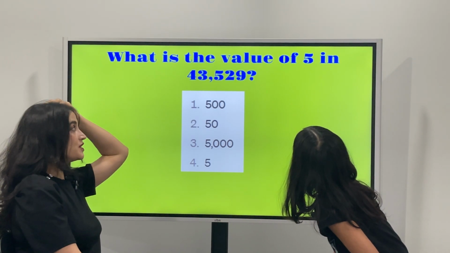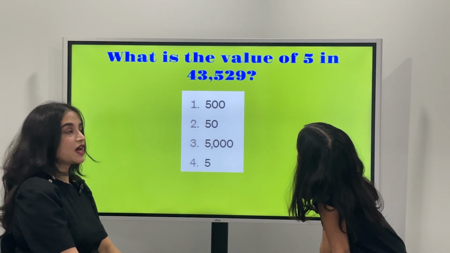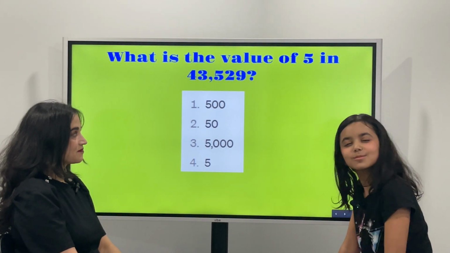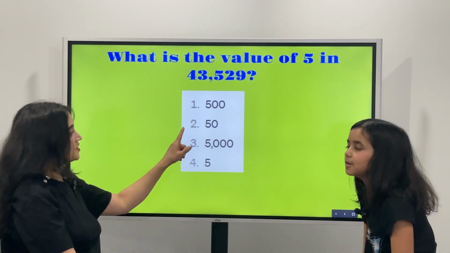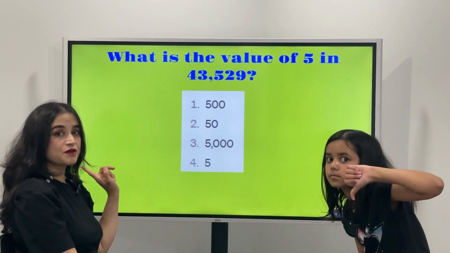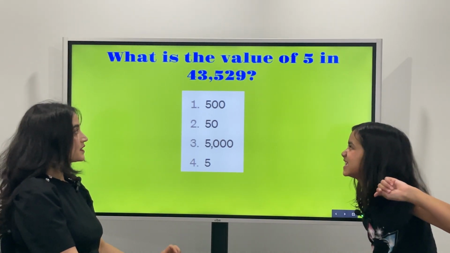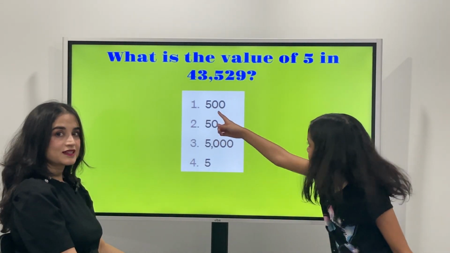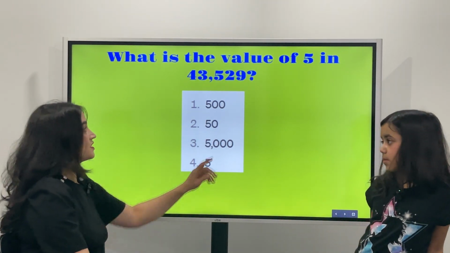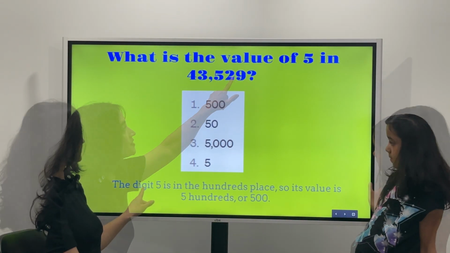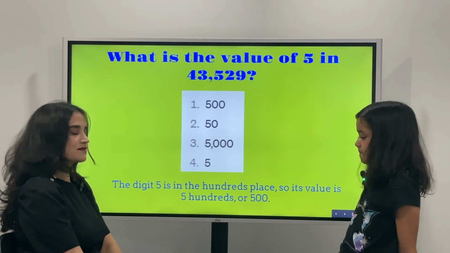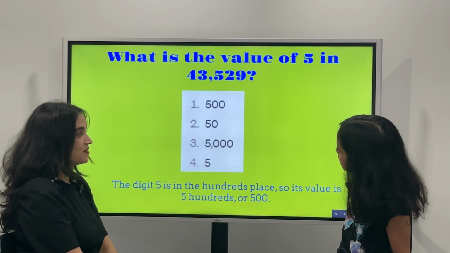43,529. So what is the value of 5? Number 1, 500. Number 2, 50. Number 3, 5,000. Number 4, 5. Do you think it's 1? Yes, because it has 500 here. The digit 5 is in the hundreds place, so its value is 500.